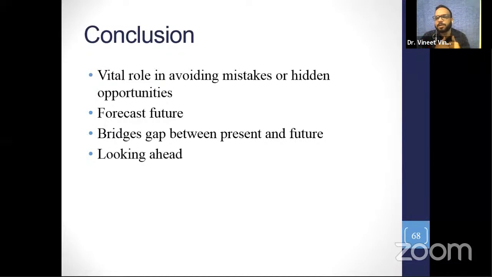And it is a process of looking ahead. So planning is everything which you are going to do. Before that, you make a step-by-step process of what you are going to do. So that is called planning. I hope you got the point.